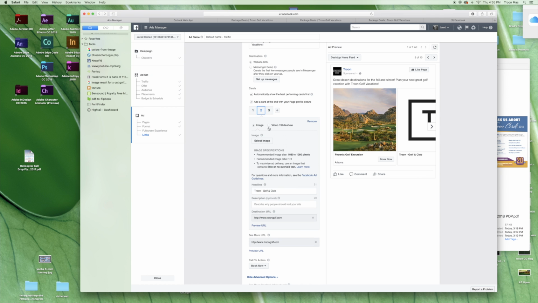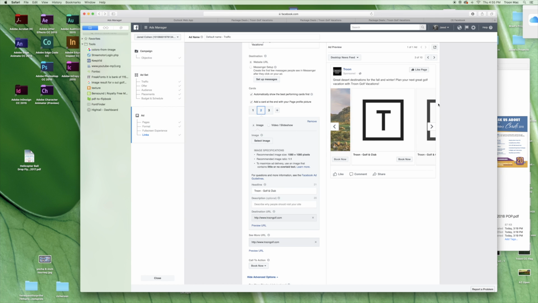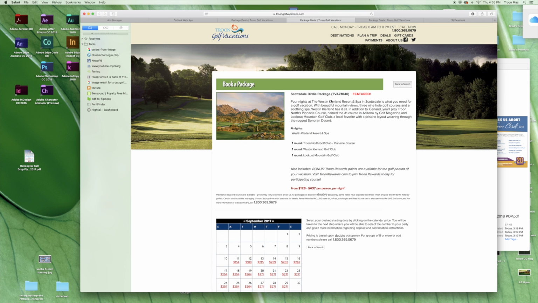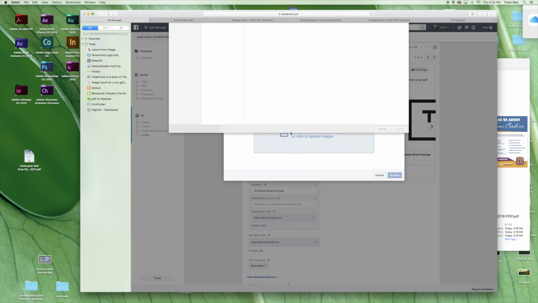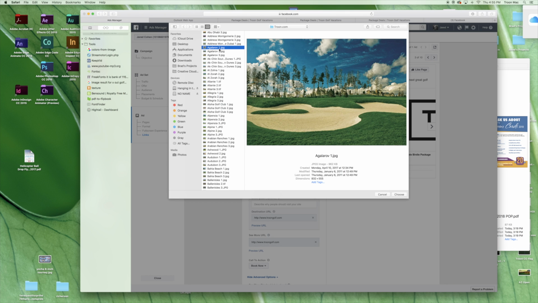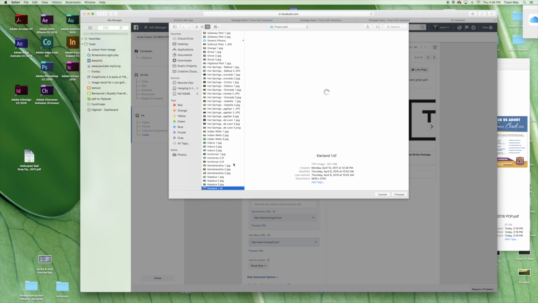Let's go to number 2. Number 2, you can use this arrow to scroll through it. Second package I'm running with is a Scottsdale Birdie package, which includes True North, Kierland, and Lookout Mountain, a lot of similar ones. So I'll change it up this time, and I'll copy this while I'm at it. Go back to the page, upload an image. This time we'll go Kierland.